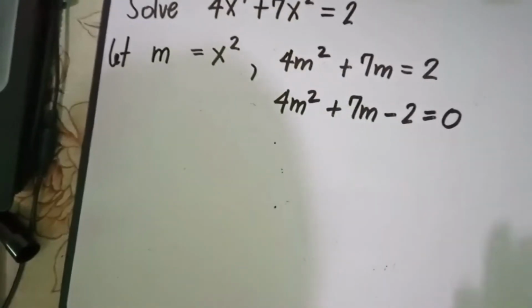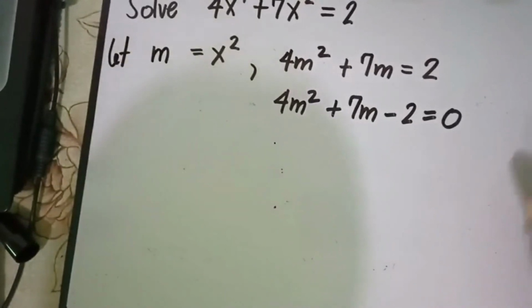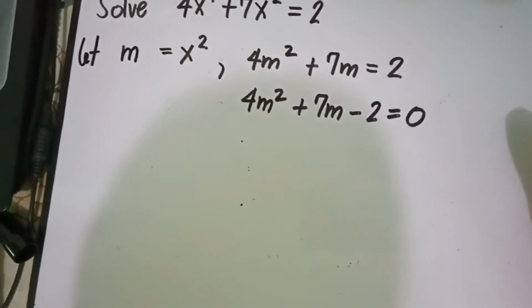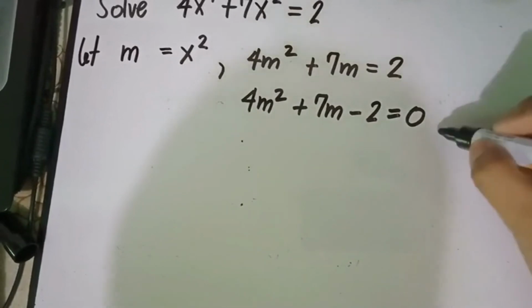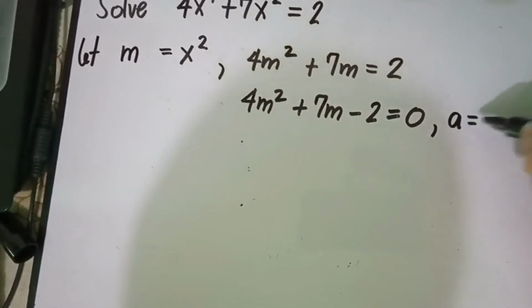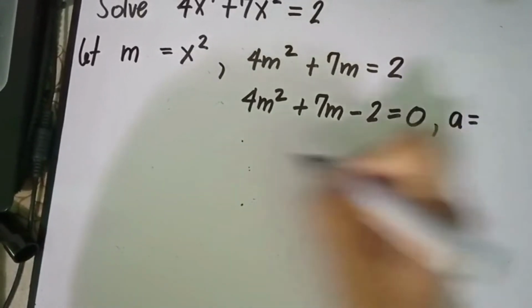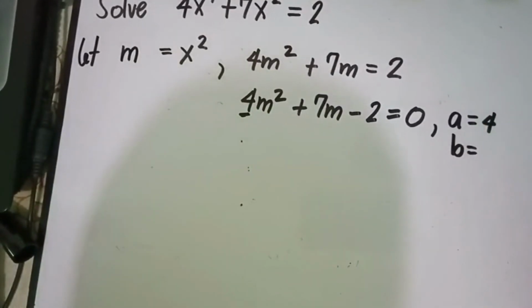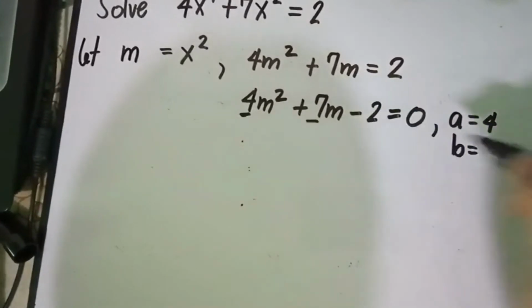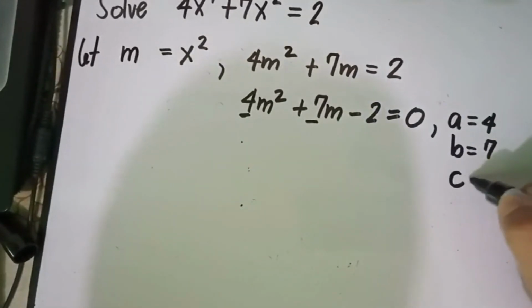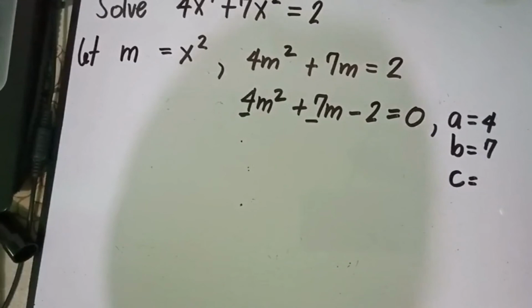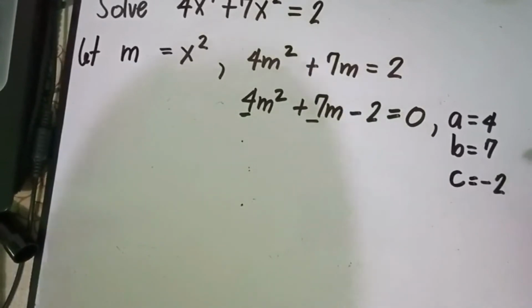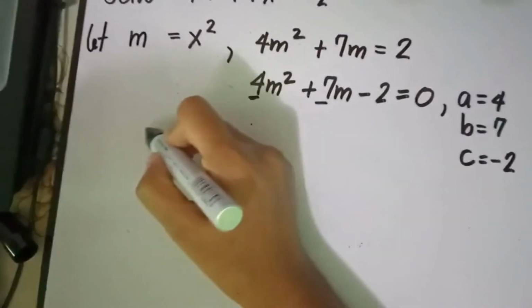Okay. So, if you like to make use of the quadratic formula, kailangan muna nating alamin kung ano ang value ng A, B, and C. So, what is the value of our A? Our A is 4. How about B? Yes, positive 7. And our C is negative 2.